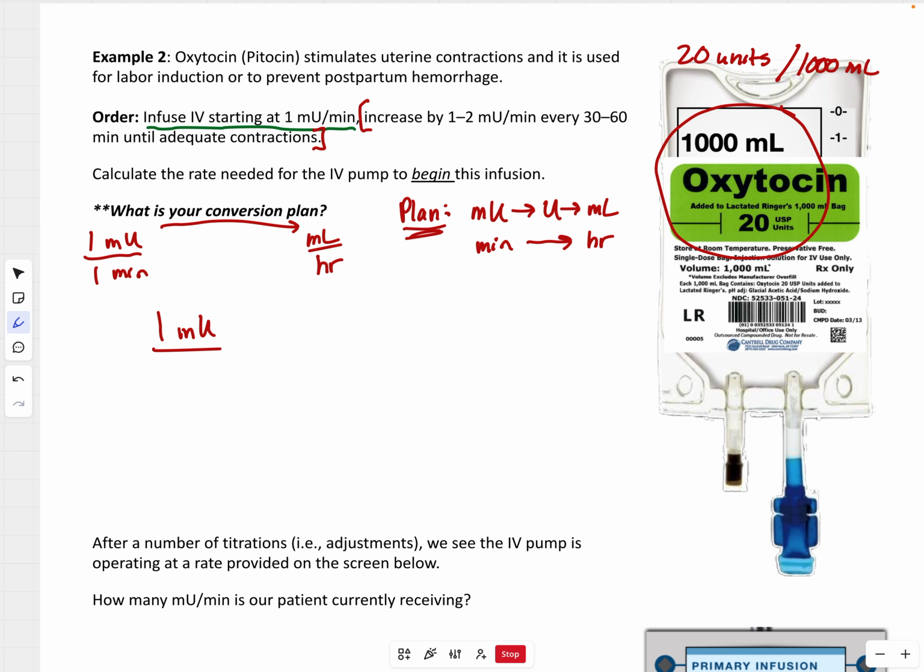I'm going to turn 1 milliunit per 1 minute. I'm first going to turn those milliunits into units. And I know 1 unit is 1,000 milliunits. I am now going to turn those units into mLs using the strength of the bag. There are 1,000 mLs in the bag, and it has 20 units of medication. And then, so I have mLs. I want to turn those minutes into hours.